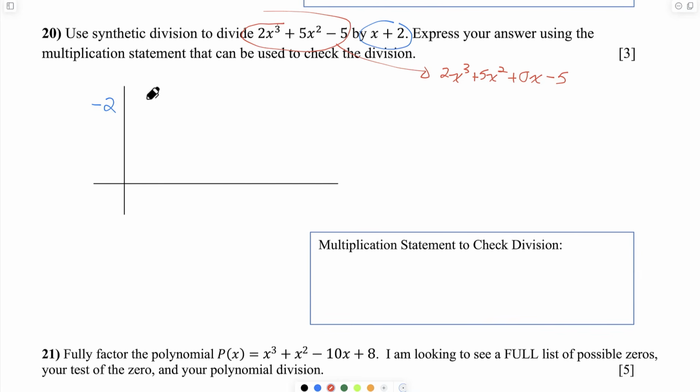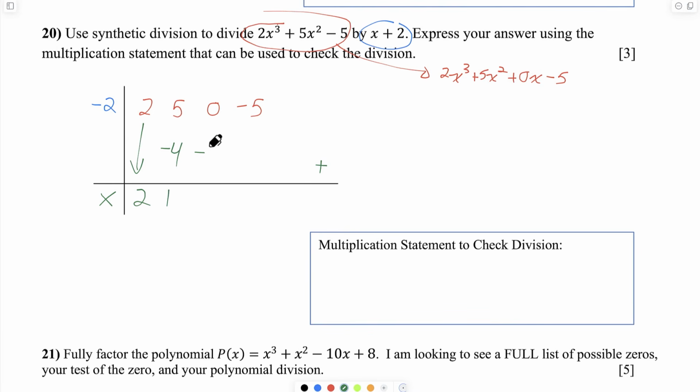So my coefficients are 2, 5, 0, and negative 5. Make sure you don't miss that 0. I'm going to put a couple operator symbols so I remember what to do. Bring down the first term, and then do negative 2 times 2, which is negative 4. Add the numbers in that column to give me 1.